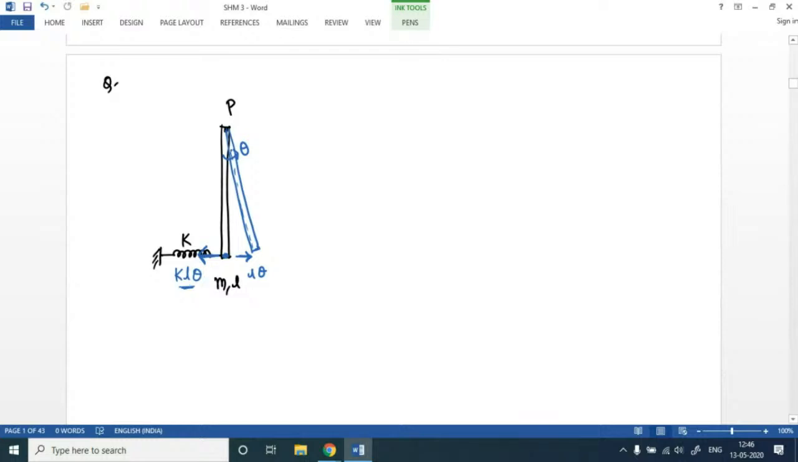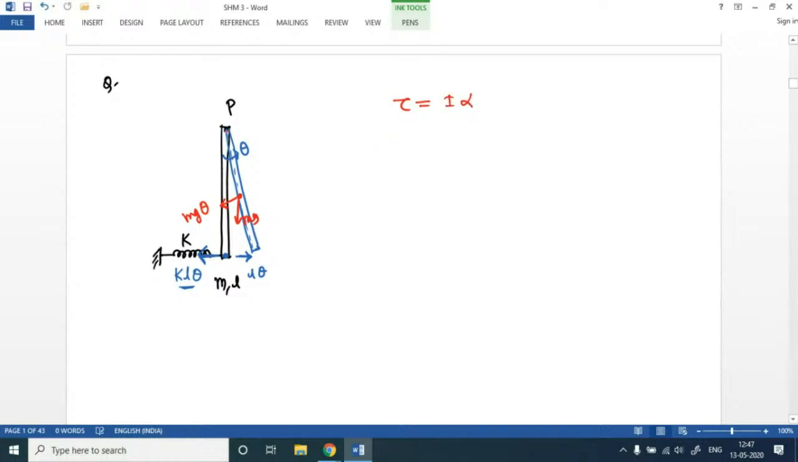And another restoring force, you should understand, because this is lying in a vertical plane, is the weight, which effectively acts at the center of gravity as mg, and its restoring component would be nothing but mg sine theta. Theta is small, so you can simply write mg theta, right? So when we will be writing this equation, tau is equal to I alpha.